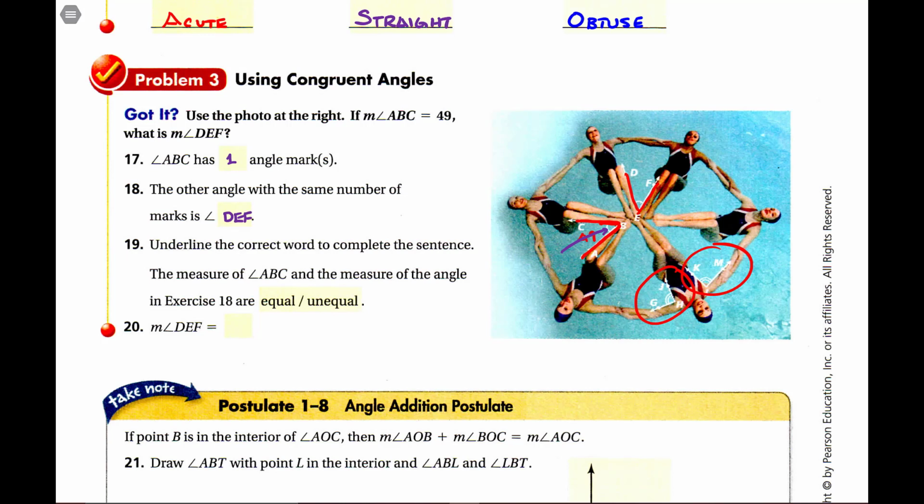Underline the correct word to complete the sentence. The measure of angle ABC and the measure of the angle in exercise 18, so that's angle DEF, they are equal because of the congruency indicator with that single angle mark. And so if the measure of angle ABC is 49 degrees, then the measure of angle DEF is also 49 degrees.